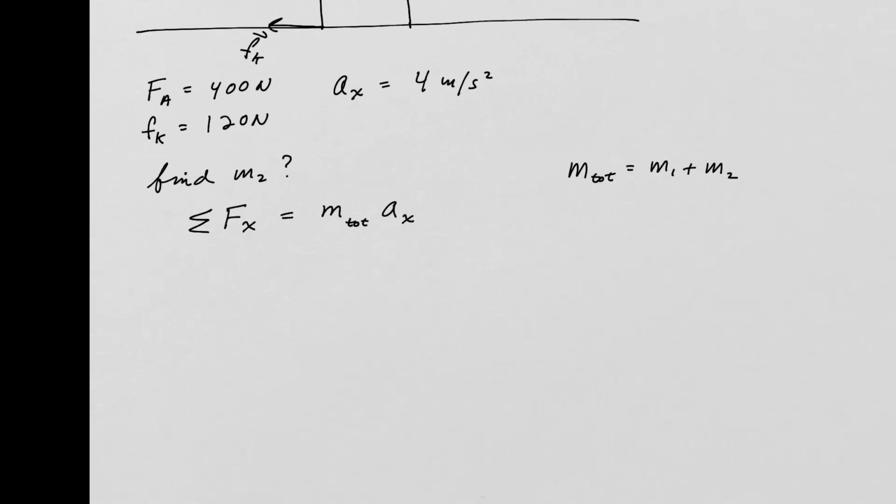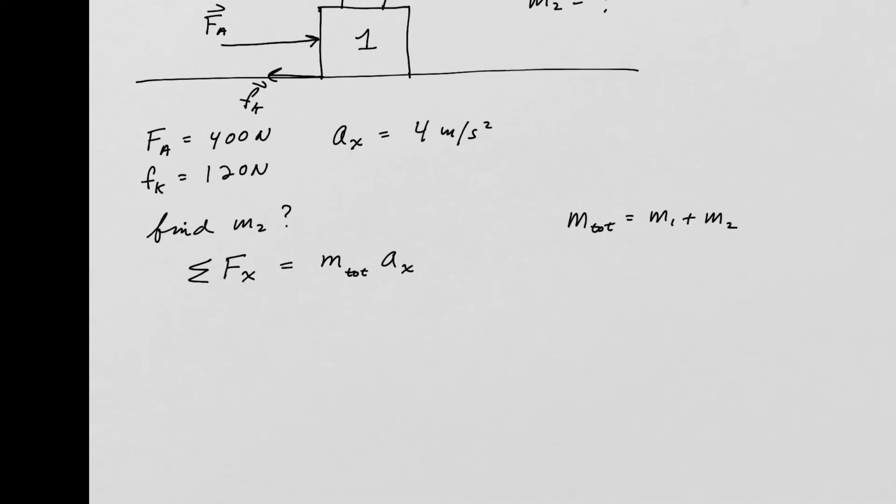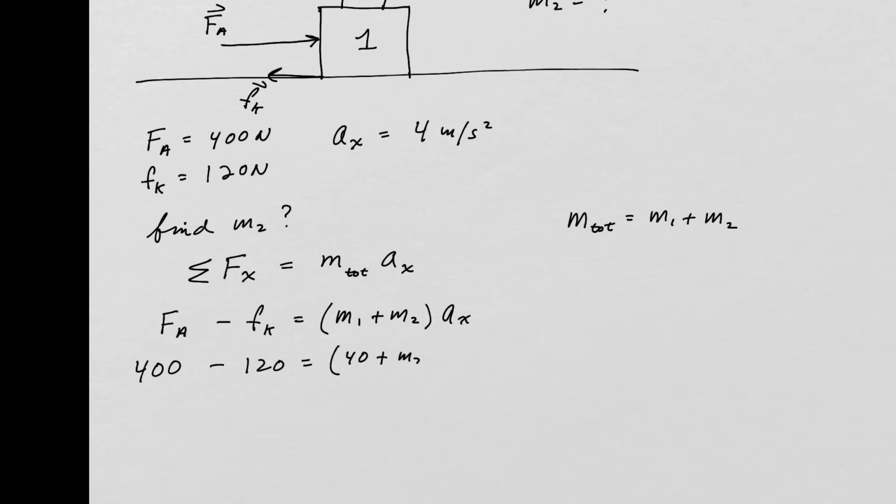So what are the sum of the forces in the x? I have Fa acting to the right, so that's plus Fa. I have minus Fk, because it's acting to the left. And that equals m total, which is m1 plus m2, times ax. Now I can start filling in values. Fa is 400. The kinetic frictional force was 120. And that's equal to m1, which was 40, plus m2, times ax, which was 4. Notice my only unknown is m2, so I can solve this.